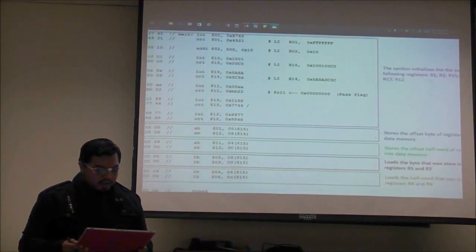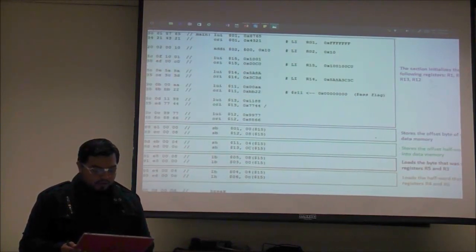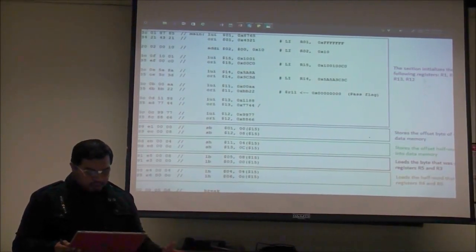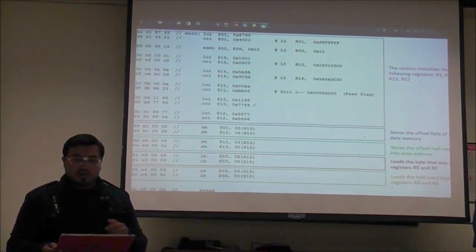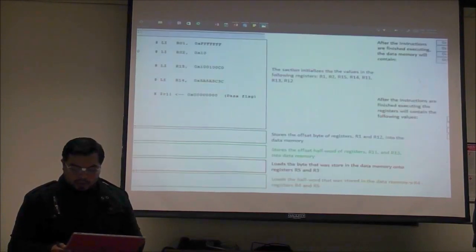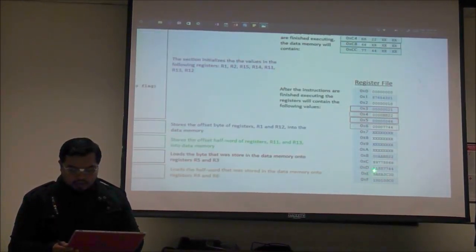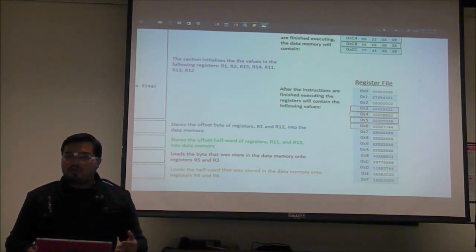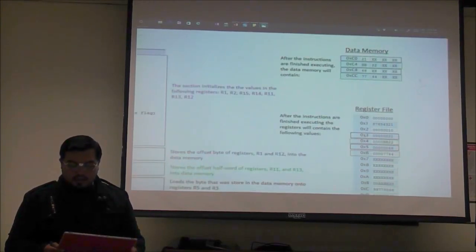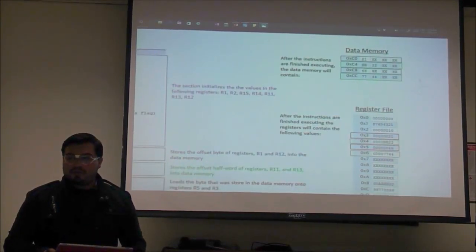Moving on to the next instruction, store half word, which is base address 15 again, offset 0C, and store the data of register 13. Register 13 happens to be 7744. So what's 0C0 plus offset C? CC. So what's at CC? 7744.